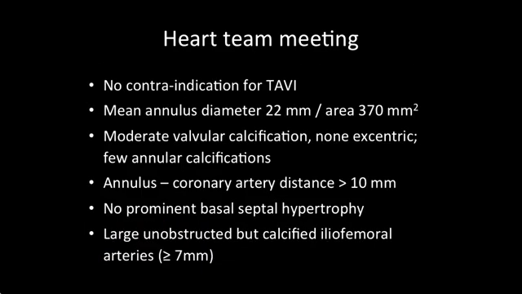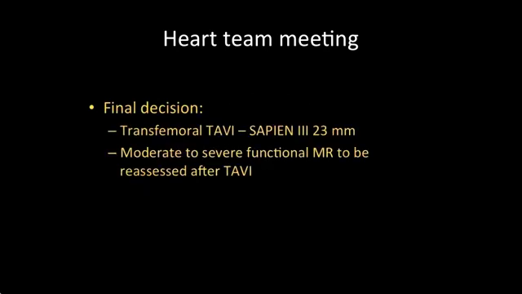The results of the advanced imaging workup were summarized as follows. No complication for TAVI, mean annulus diameter 22 mm, moderate valvular calcification, non-eccentric, few annular calcification, coronary artery distance more than 10 mm, no prominent basal septal hypertrophy, large unobstructed but calcified iliofemoral artery, more than 7 mm. The final decision was to implant the transfemoral 23 mm Sapien prosthesis and to reassess the severity of mitral regurgitation at the end of the procedure.